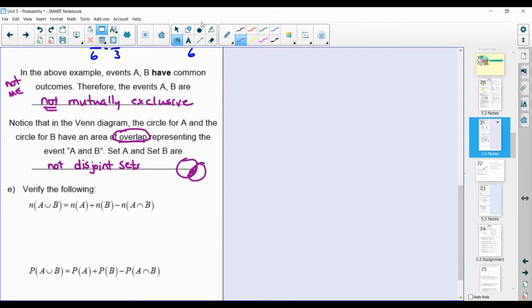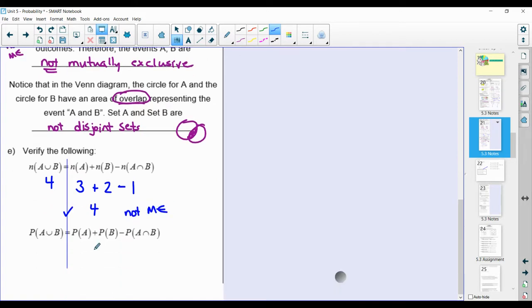All right, so again, just like before, we can verify this using left side, right side. For the number of elements in A or B, we had 4 elements. The number of elements in A was 3, plus the number of elements in B, which was 2, minus the number of elements in both, which was 1, gives 4. So 3 plus 2 minus 1 is 4. That verifies that these are not ME.